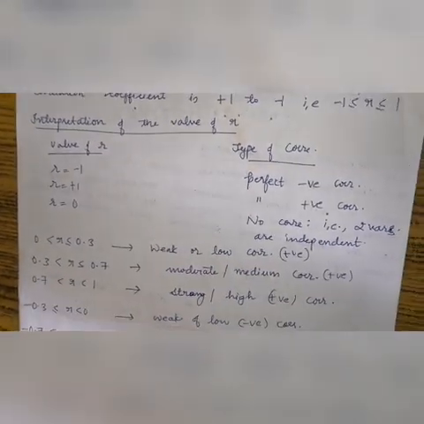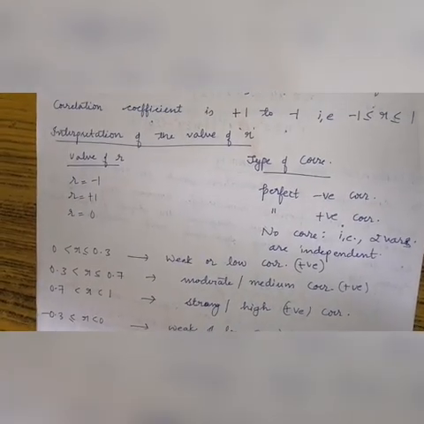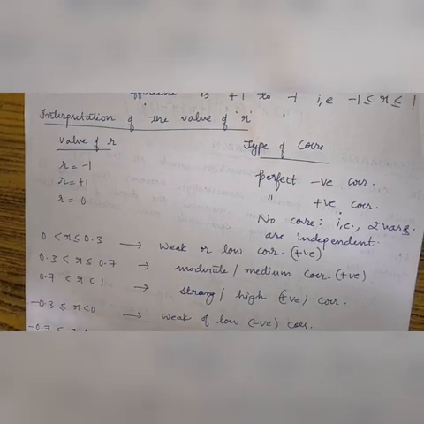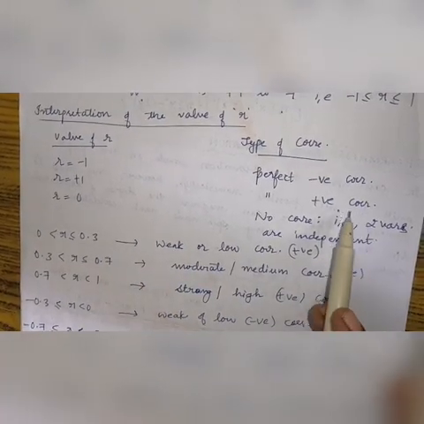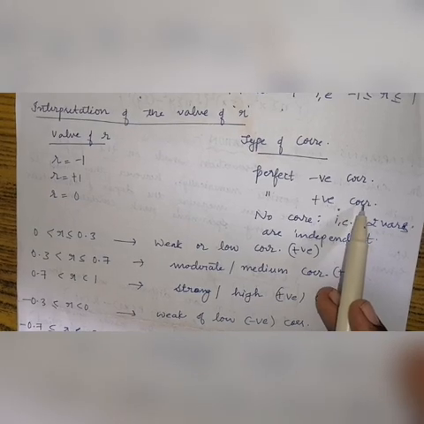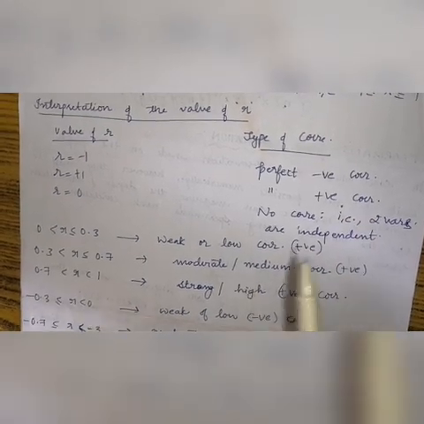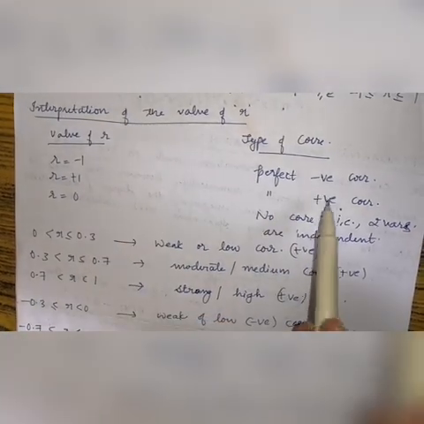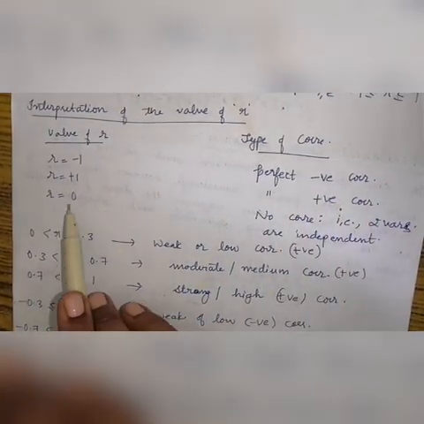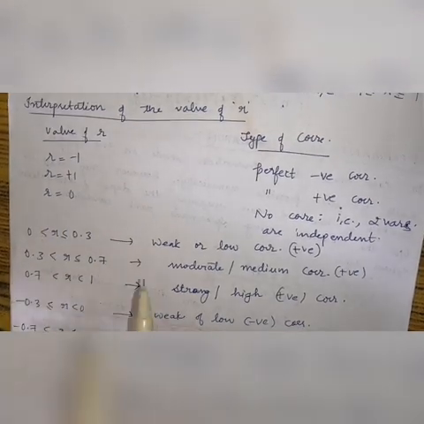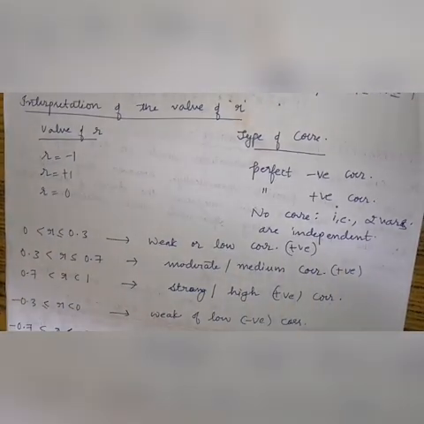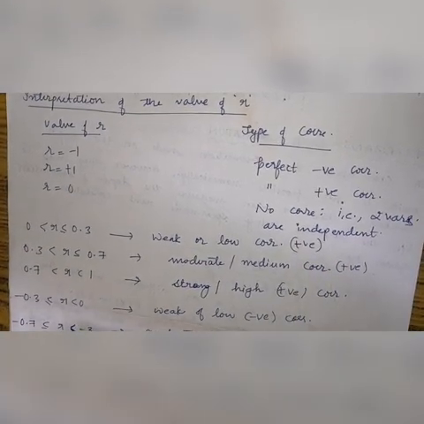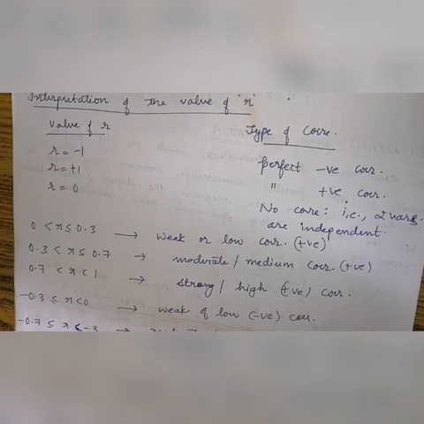Now we are only talking about two variables, x and y. You could also do correlation for multiple variables, but here in the syllabus we only have two variables. So we are talking about the relationship between two variables. If R is minus 1, then we call the correlation a perfect negative correlation. If R equals 0, then there is no correlation. The two variables are independent of one another. Remember the word independent. If there exists a relationship, then the variables are dependent on one another.